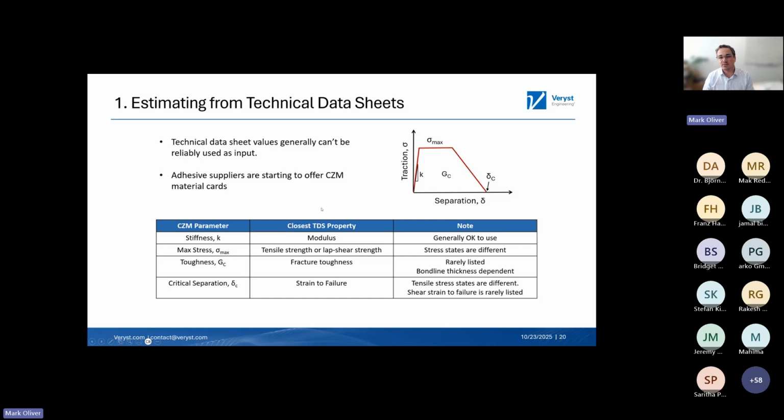And the adhesive suppliers know this, right? So one of the things that's happened in the last couple of years is that the adhesive suppliers are starting to provide cohesive zone model material cards, through their websites, or you can reach out to them. So if you have an adhesive that you're tasked with modeling, definitely check with whoever you're buying the adhesive from. They may have a material card that's calibrated for that particular material.